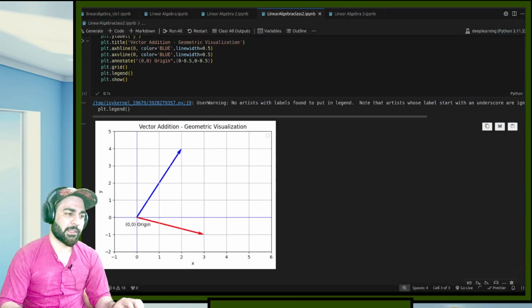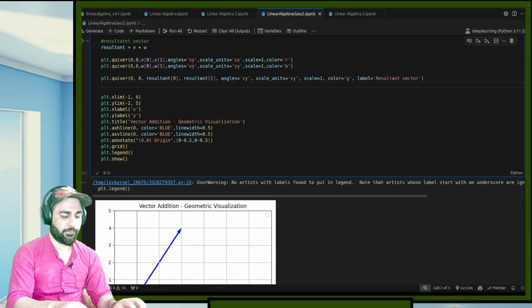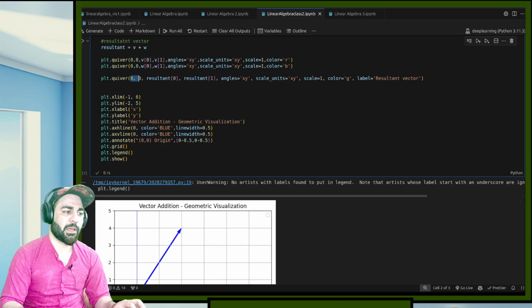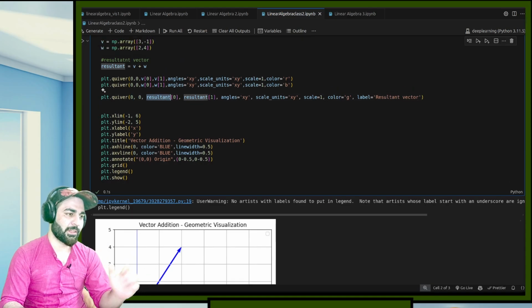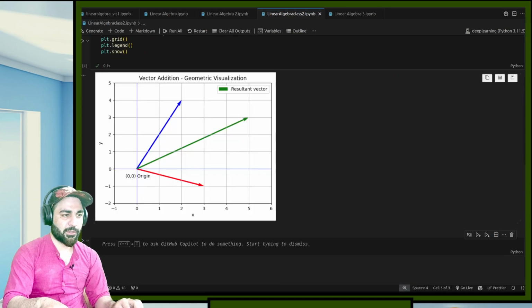Okay, these are the two vectors. Now if I want to plot the resultant vector also, how do I plot it? I'll just plot it like this. This starts from the origin, and then this is the first component of the resultant, the second component, and then this is the angle xy. You already know all this syntax. So this over here is the resultant vector.